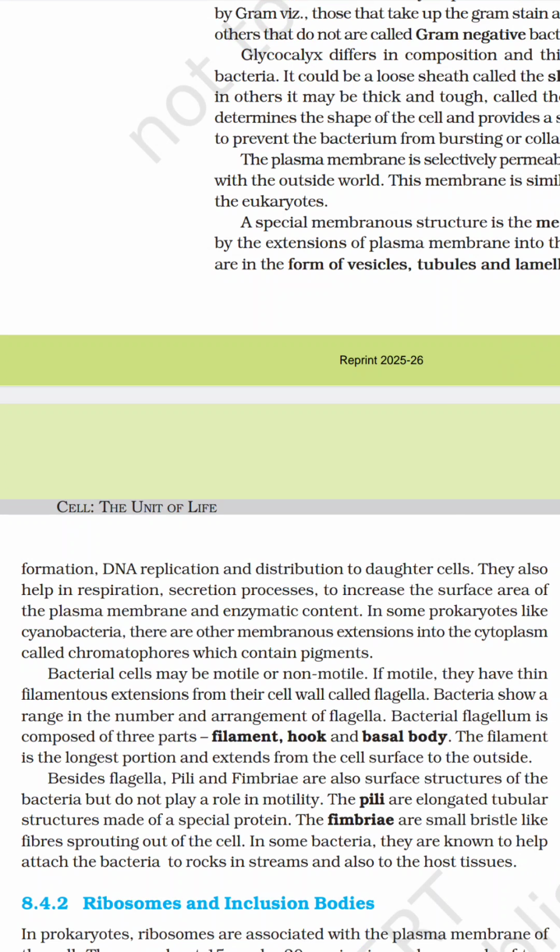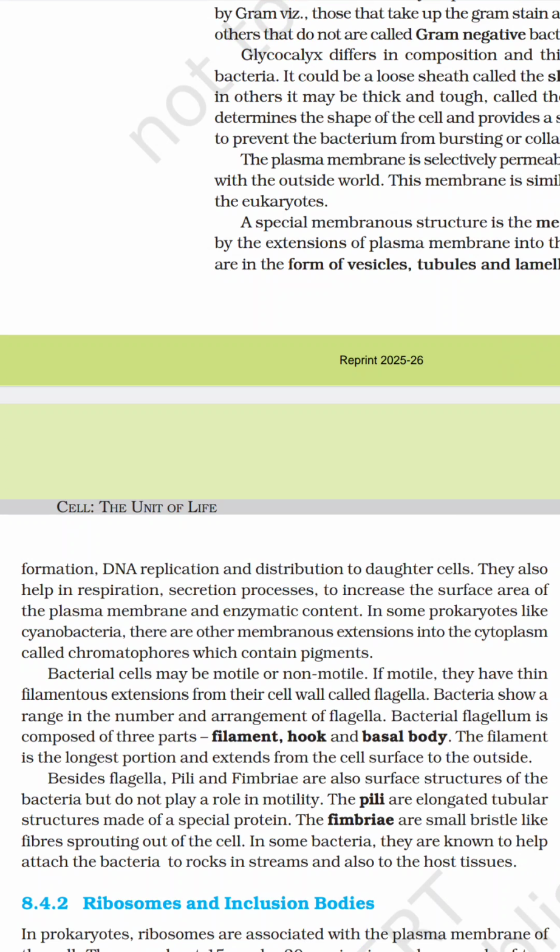The bacterial cells may be motile or non-motile. Motile means capable of movement or locomotion. Motile bacteria contain flagella, which show a range in number and arrangement. The bacterial flagellum is composed of three parts: filament, hook and basal body. The filament is the longest portion and extends from the cell surface to the outside.